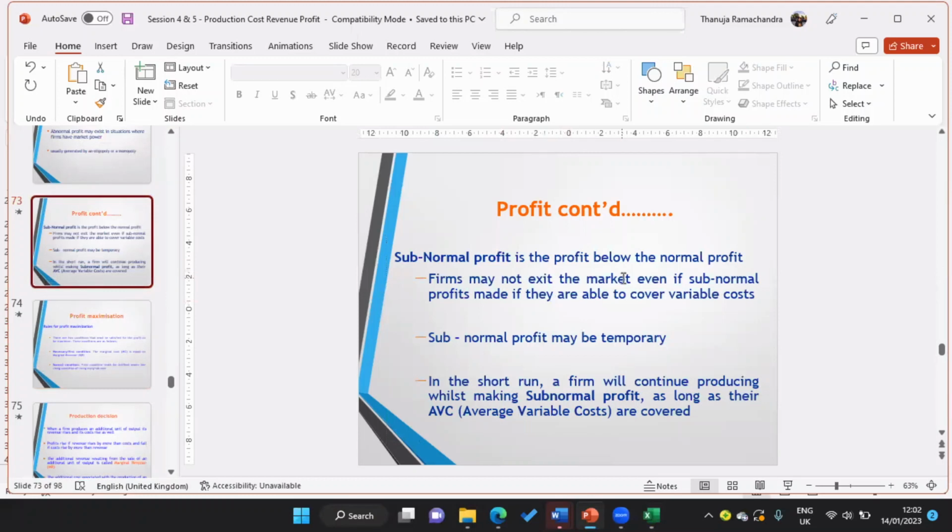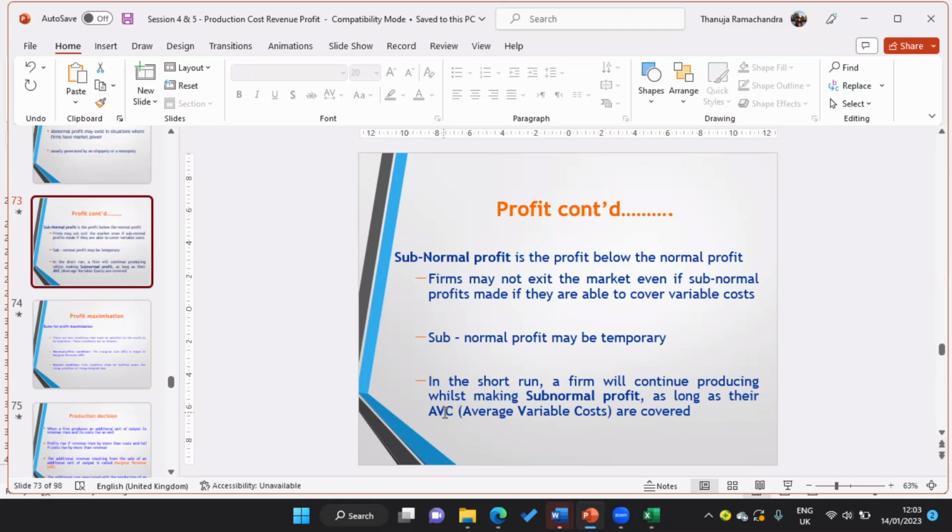Firms may not exit the market even if subnormal profits are made, if they're able to cover the variable cost, right? So in the short run, a firm will continue producing whilst making subnormal profit as long as their average variable cost is covered. Okay. So therefore, we have to calculate the average variable cost, which is the per unit variable cost, right? So you can compare that with the price and see whether average variable cost is greater than P. So it means 1 unit cost is covered by the price.